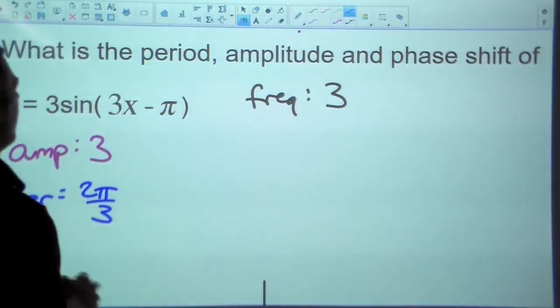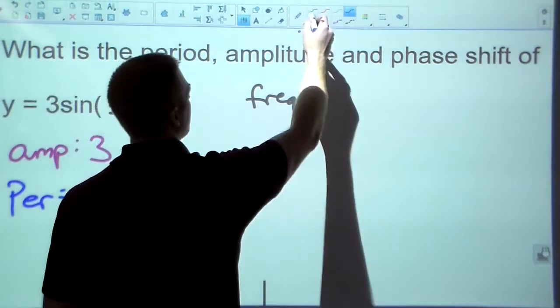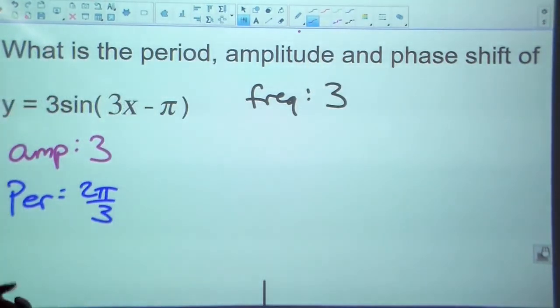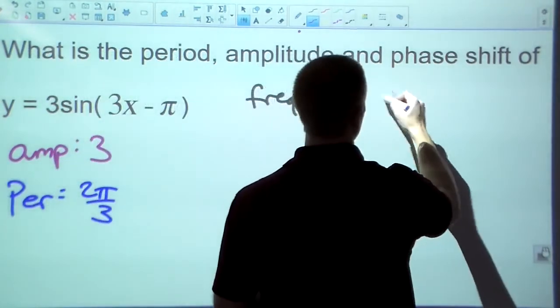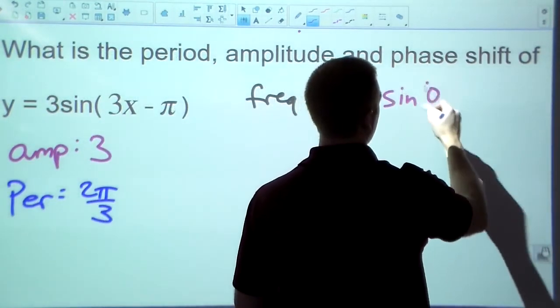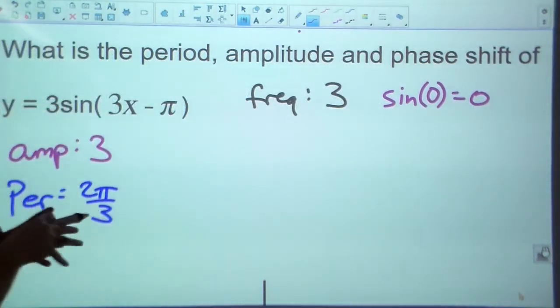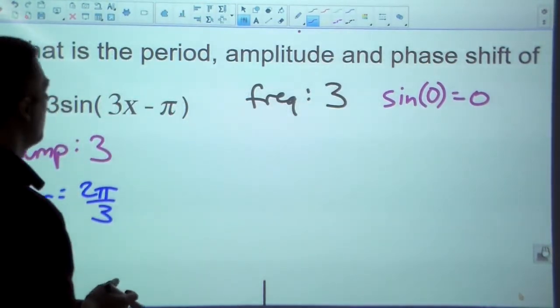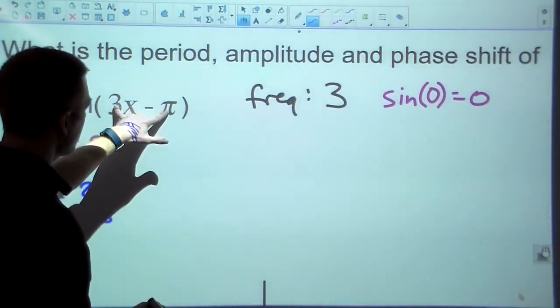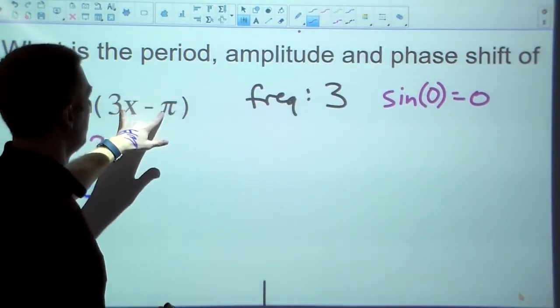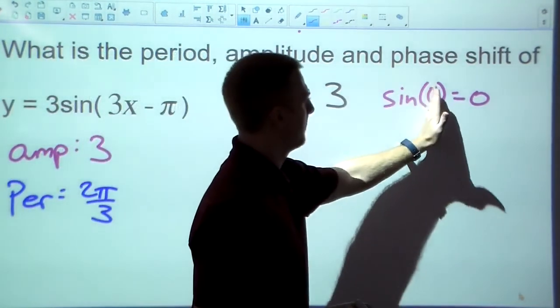All right, last thing is phase shift. The math's not too bad, but I just like to make sure you understand it. So if you have a normal sine graph, when sine is 0, your y value is 0. That's kind of the beginning point. So what I want to do is figure out, what do I need to do with this stuff to make it equal 0?